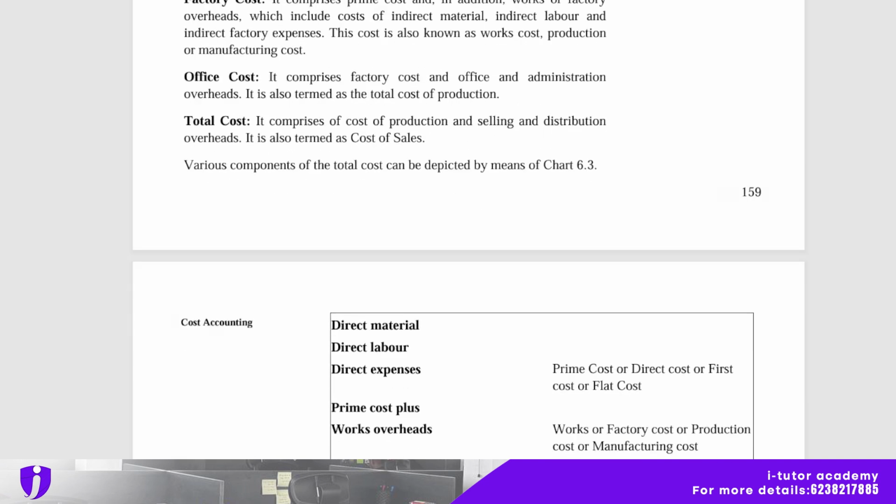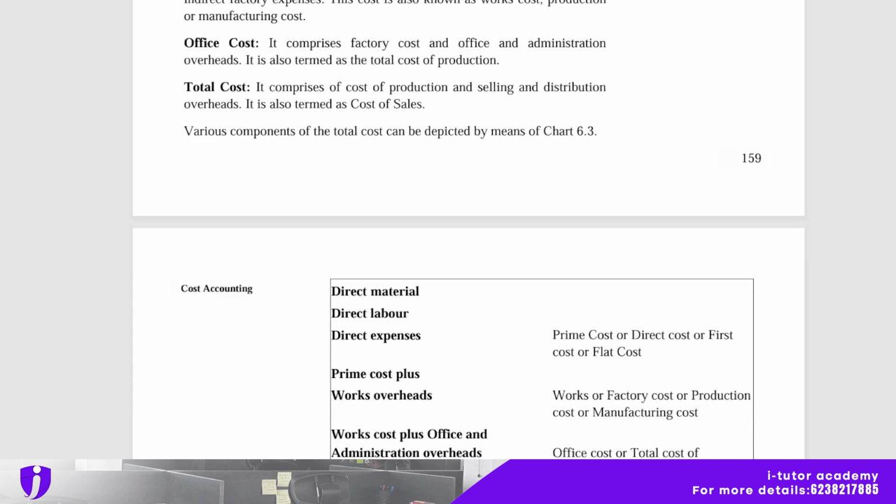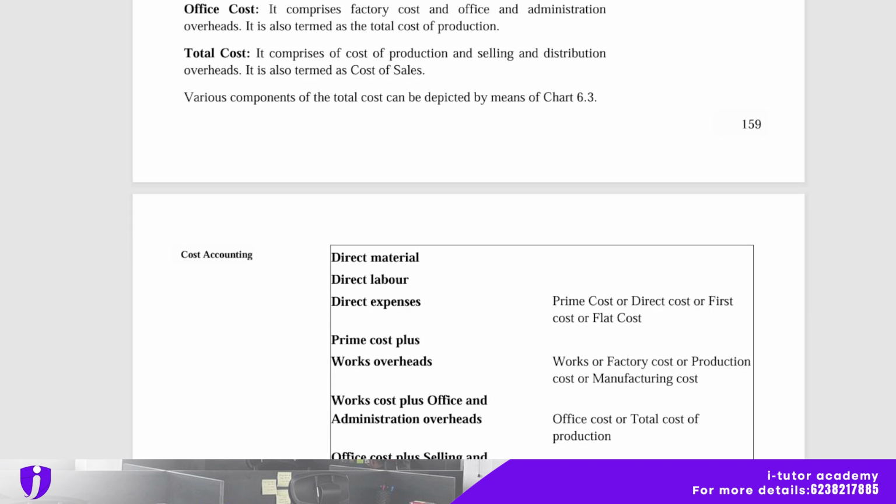Office cost. It comprises factory cost and office and administration overheads. It is also termed as the total cost of production. Total cost. It comprises cost of production and selling and distribution overheads. It is also termed as cost of sales.